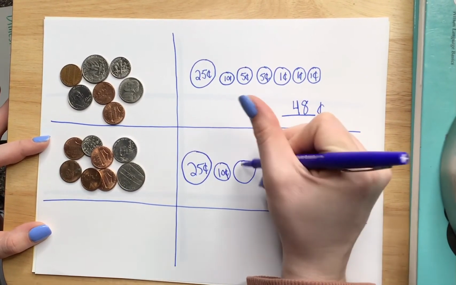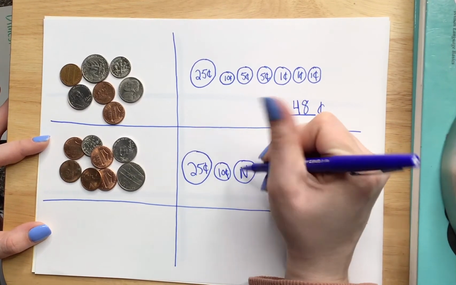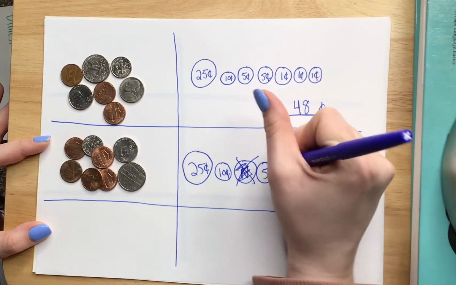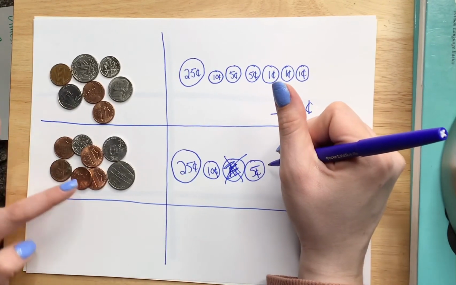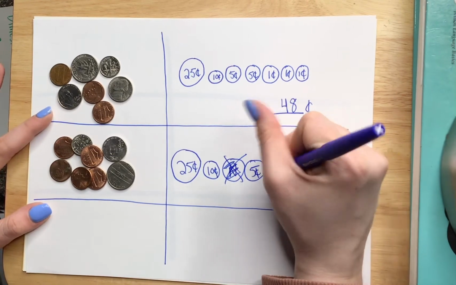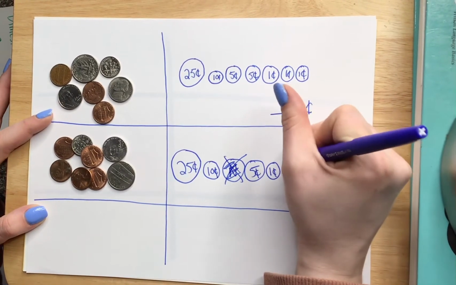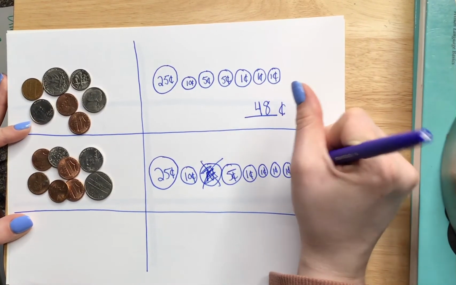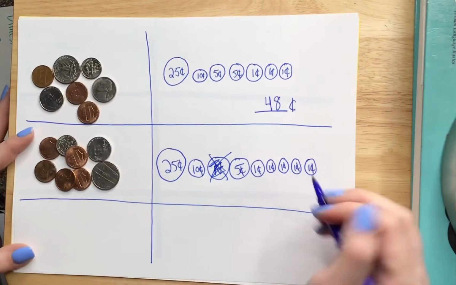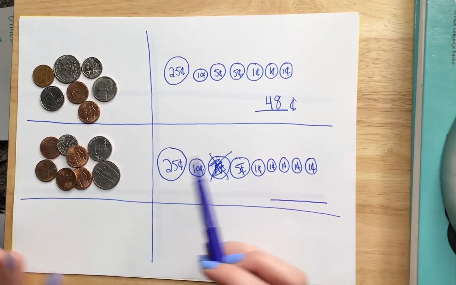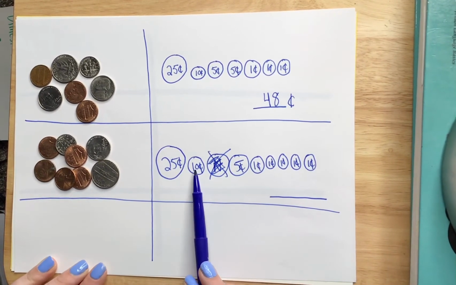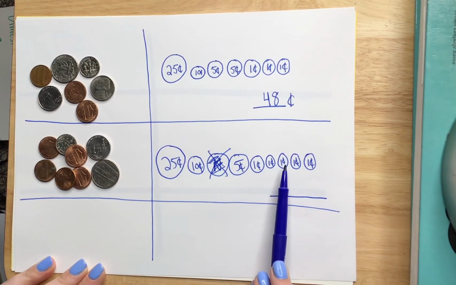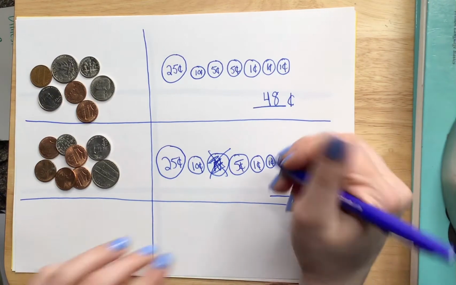I see one nickel. Oops, sorry, I wrote nickel instead of 5. Oops, we'll do that right here. 5 cents. And then we see 1, 2, 3, 4, 5 pennies. So I'm going to do 1, 2, 3, 4, 5. Now what I'm going to do is add these values together, just like we've been practicing. So I have 25 plus 10 is 35, plus 5 is 40. Then we have 41, 42, 43, 44, 45 cents.